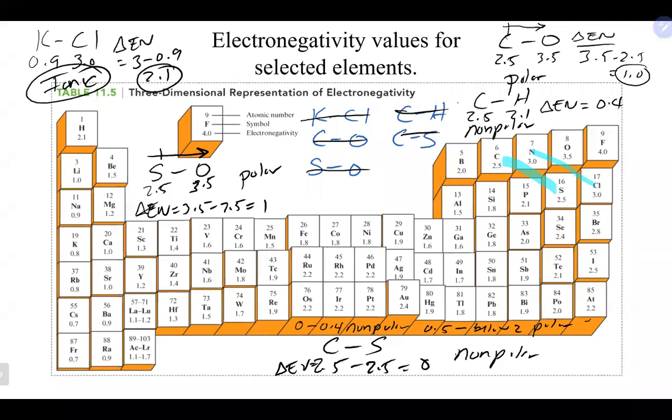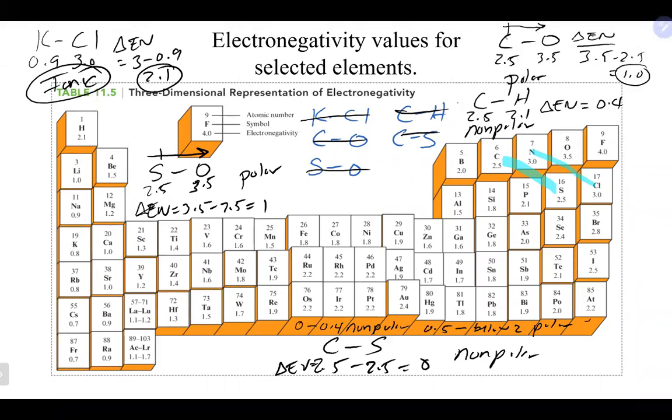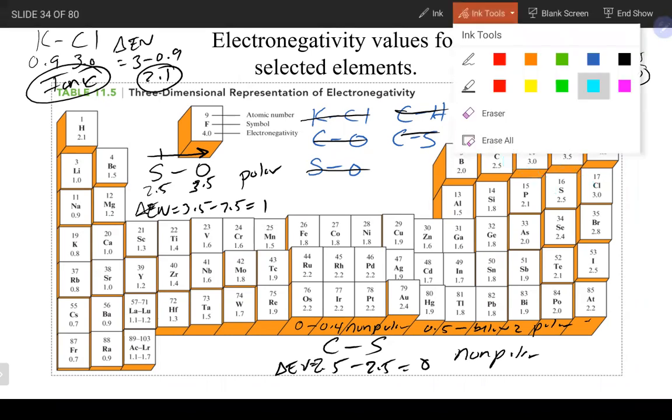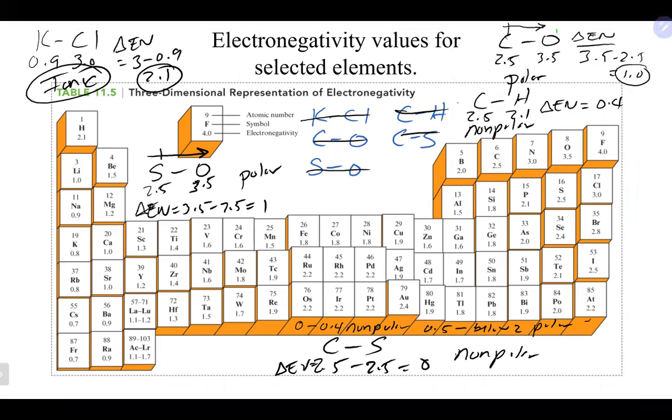People sometimes say, hey, I can't do this, I don't have the numbers. You don't always need the numbers to do this or make an educated guess. You can use the general trend in electronegativity to make a fairly educated guess as to whether or not something is going to be polar or nonpolar. For example, if we look at this one here, that's carbon and oxygen. Carbon is right here. Oxygen is right here.